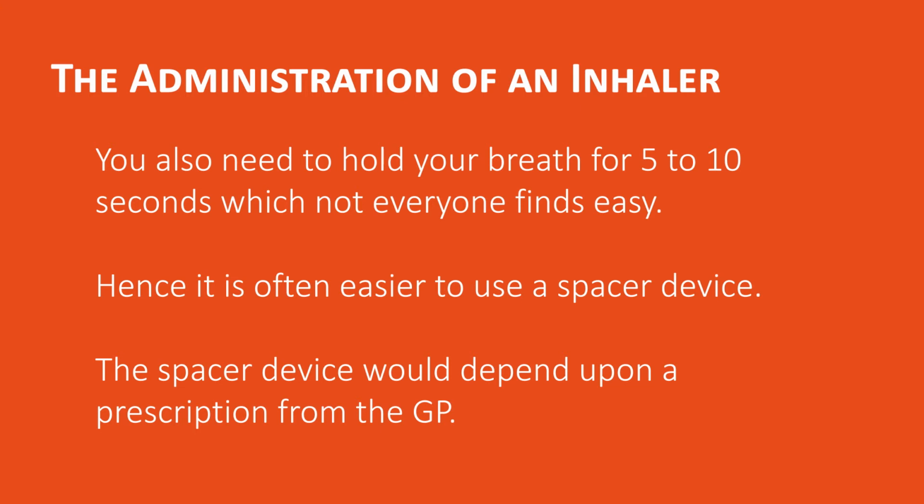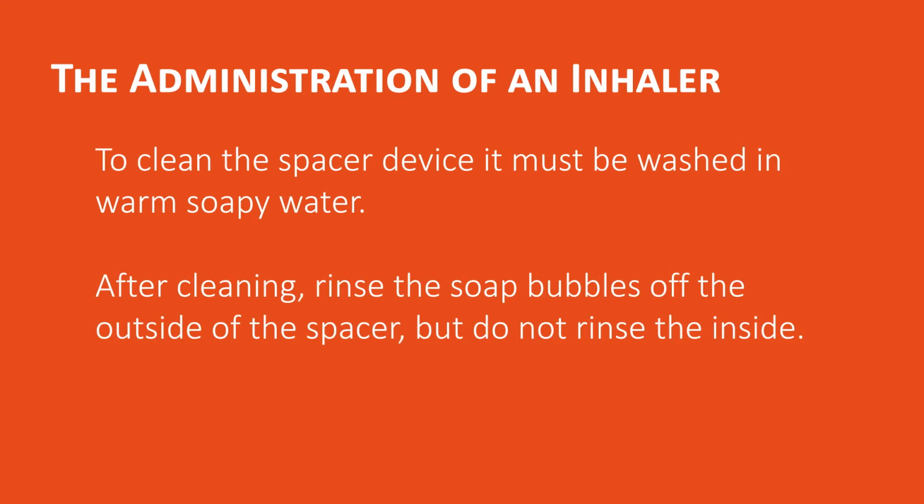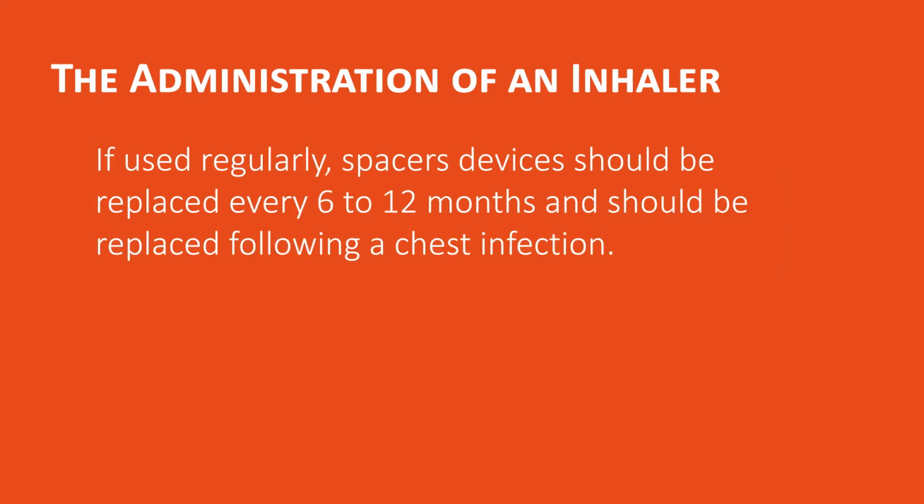Hence, it's often easier to use a spacer device. The spacer device will depend upon the prescription from the GP. Aero chambers have a whistle on them, which sounds if the person is breathing in too fast. To clean a spacer device, it must be washed in warm, soapy water. After cleaning, rinse the soap bubbles off the outside of the spacer, but do not rinse the inside. When the spacer dries, the bubbles burst, leaving an invisible coating of soap on the inside. This reduces static electricity, which makes the spacer work more effectively. If used regularly, spacer devices should be replaced every 6 to 12 months and should be replaced following a chest infection.